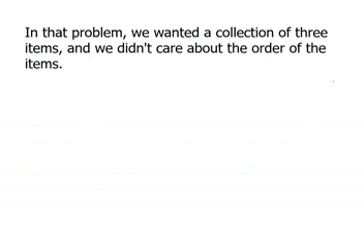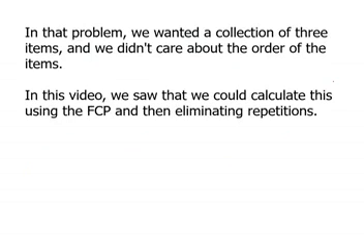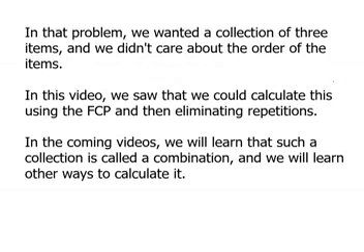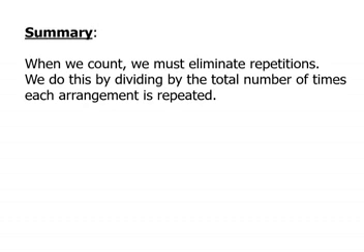In that problem, we wanted a collection of 3 items, and we didn't care about the order of items. In this video, we saw that we could calculate the right answer using the fundamental counting principle and then eliminating repetitions. In coming videos, we will learn another approach. We'll learn that this collection is called a combination, and we have other ways to calculate a combination. And I'll point out that you really understand a math problem if you know multiple ways to calculate it. In summary, when we count, we must eliminate repetitions. We do this by dividing by the total number of times each arrangement is repeated.